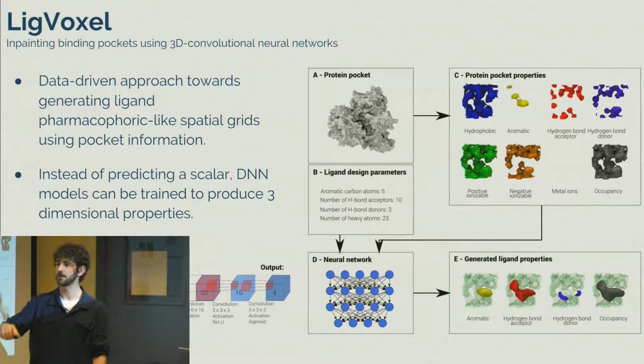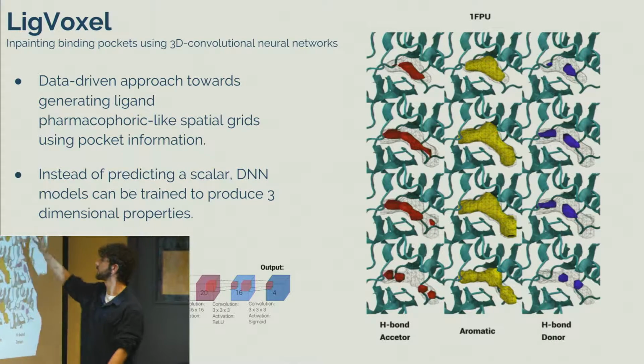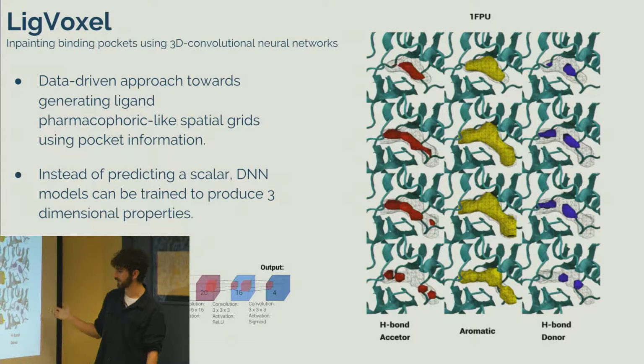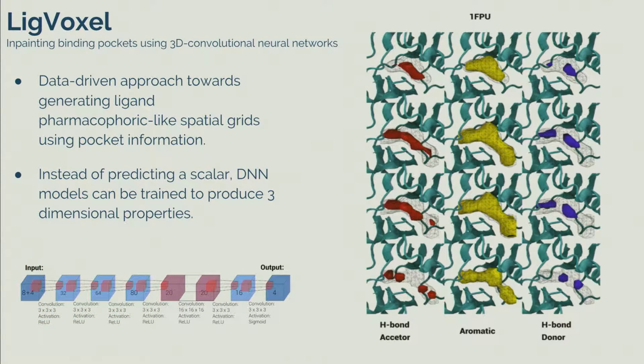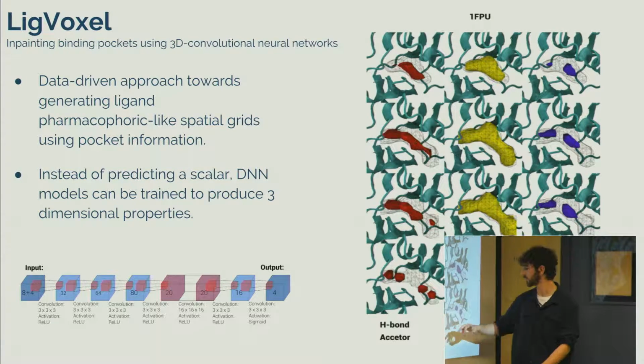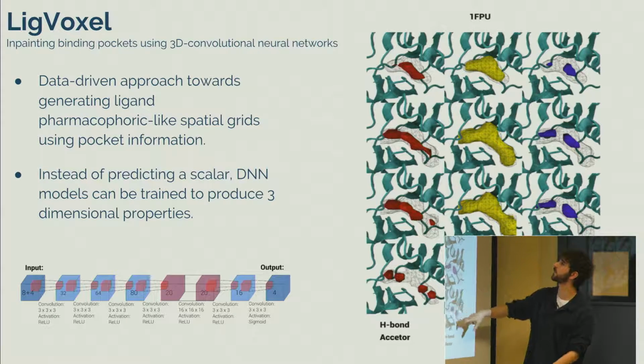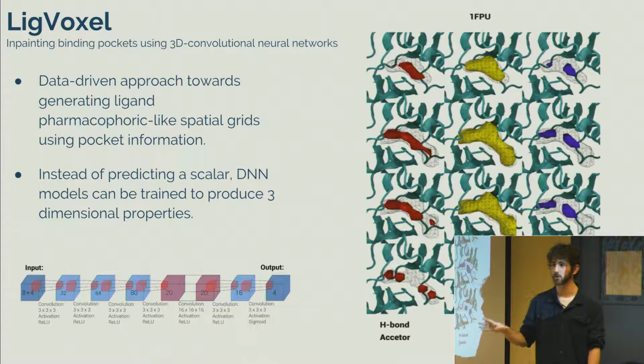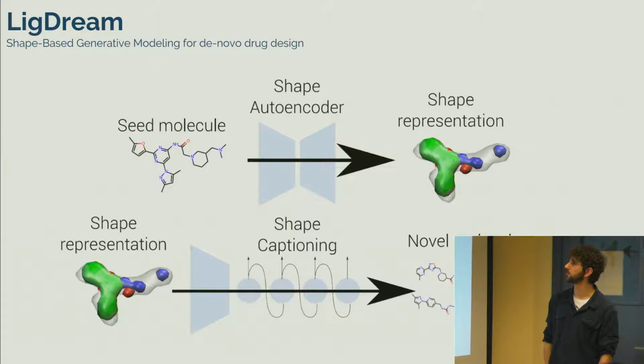Joe, next slide, please. And here is an example. You have this pocket inside the protein, and it tells you all of these should be aromatic, and here maybe you need hydrogen bond acceptors, and here you need hydrogen bond donors, and so on. We'll see that later when we show you the tools, and you'll probably see it more clearly.